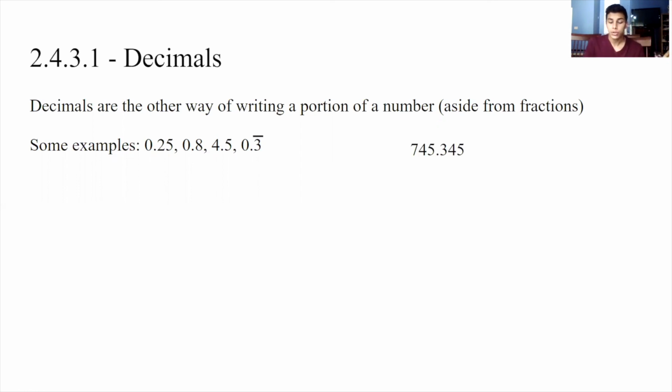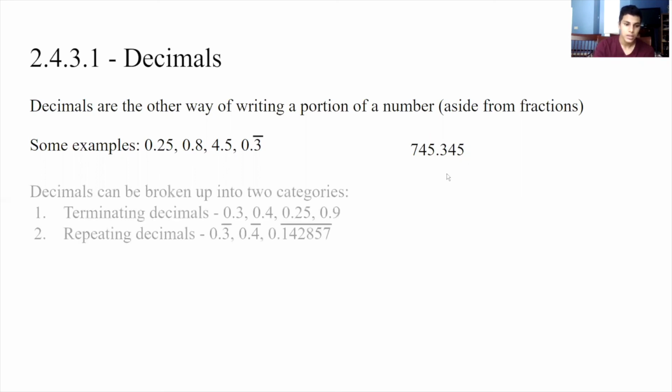And just like regular whole numbers have place values, decimals also have place values as well, where the first one is the tenths place, then the hundredths place, and the thousandths place, and so on. And so this would be 345 thousandths is what the decimal represents. And then we also broke decimals up into two categories, which are terminating decimals and repeating decimals. Terminating decimals are decimals that stop after a certain amount of decimals, and repeating decimals are the ones that just go on forever with a certain pattern.